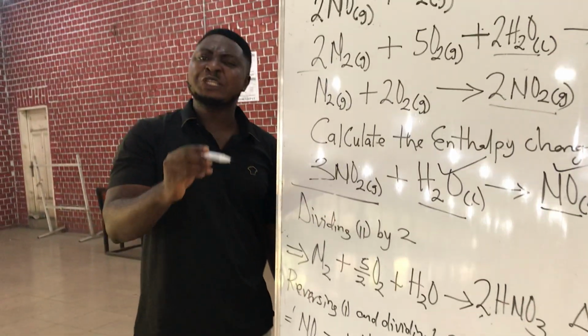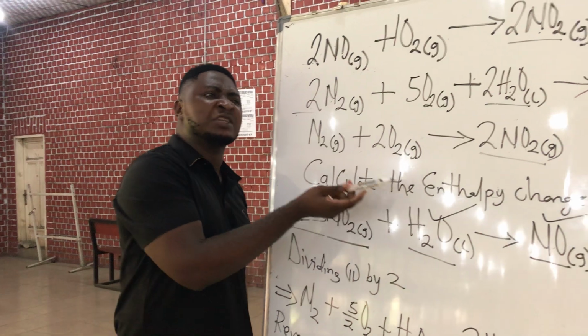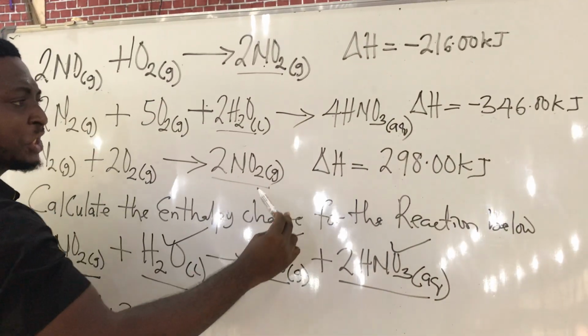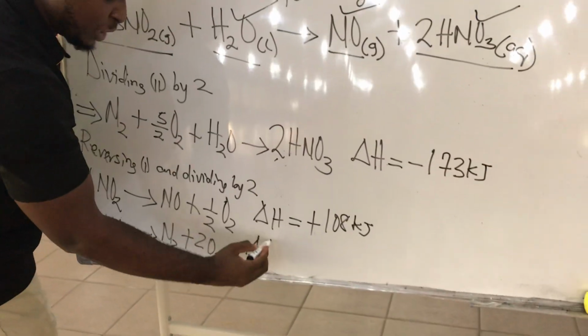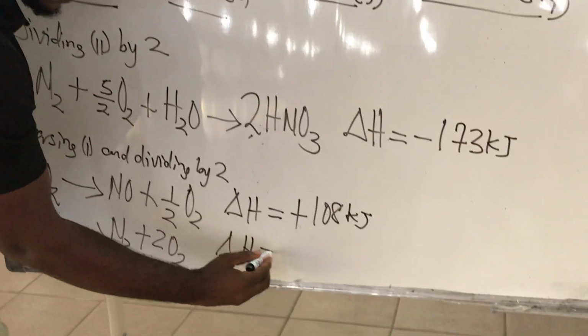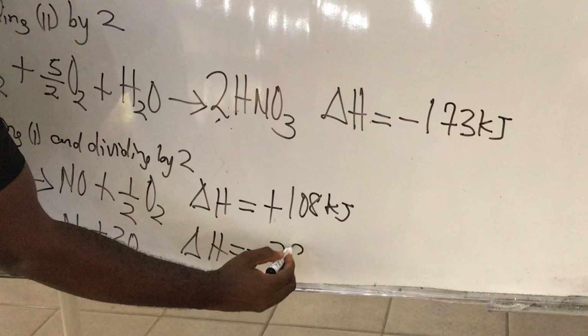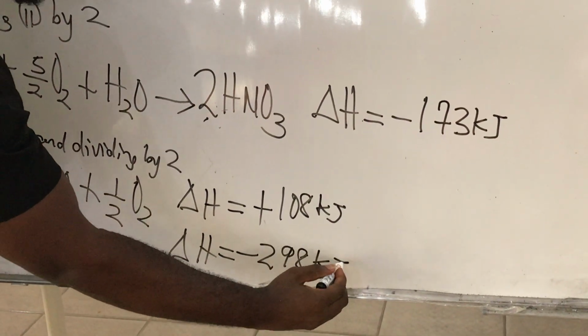Class, what happens to the enthalpy change of a reaction when the reaction is reversed? The sign will change, right? Currently it is positive. It will change to what? Negative. So my new enthalpy change, please show it. Show this, enter where my marker is showed. Minus 298 kilojoules.